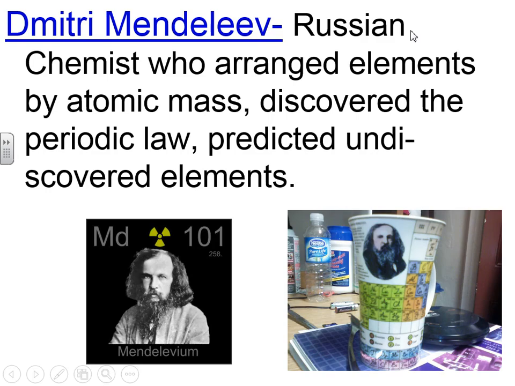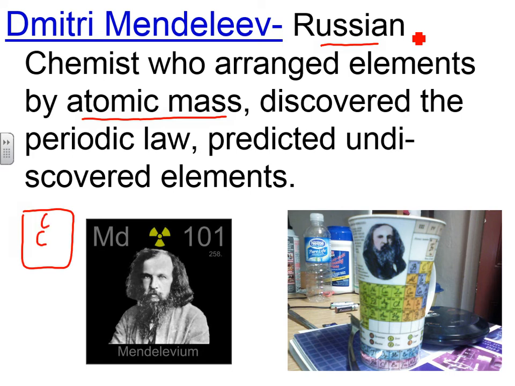Now, Dmitri Mendeleev was the one recognized as the first to put together the periodic table in its modern form. He was a Russian chemist. There are a few Russian chemists that are featured on the periodic table. What he did is he arranged the elements by atomic mass. Now, atomic mass is the bottom number on the periodic table. So if you take a look at an element, for example, carbon, which is element number 6, it has an atomic mass of 12.01. So he arranged the elements by this mass down here.